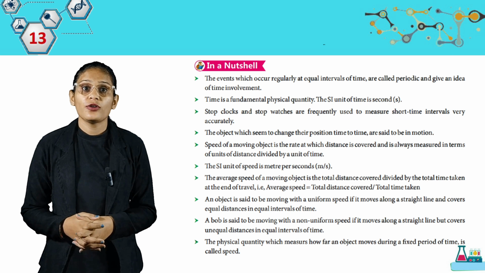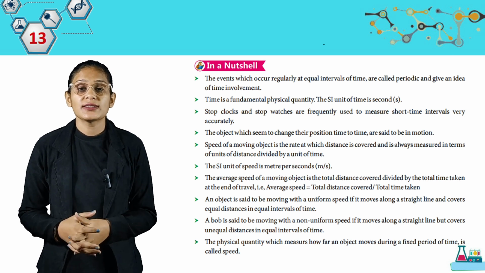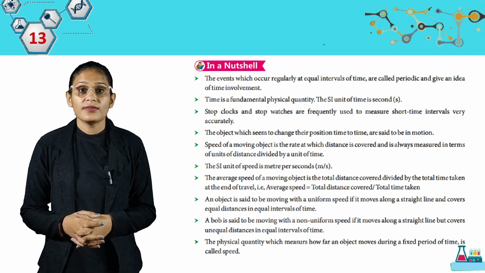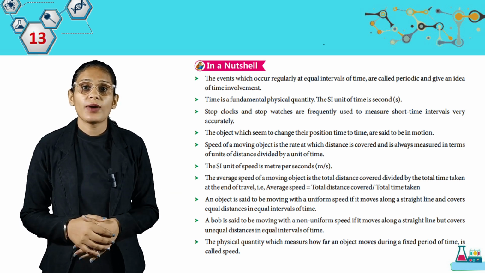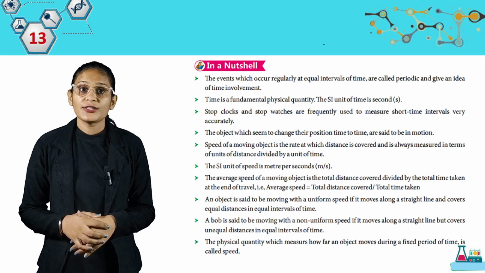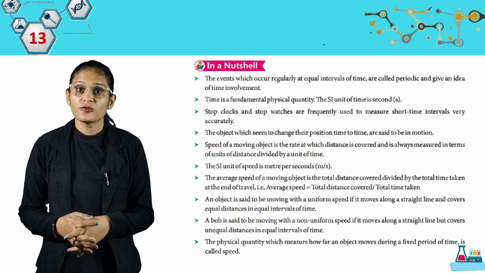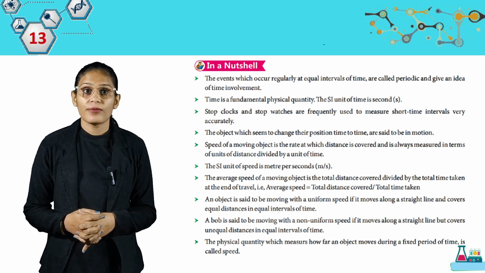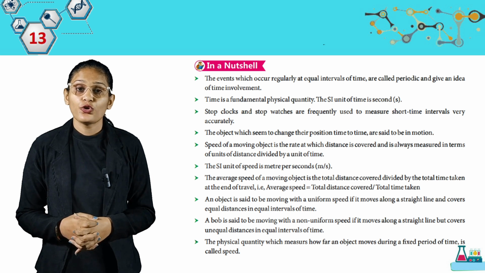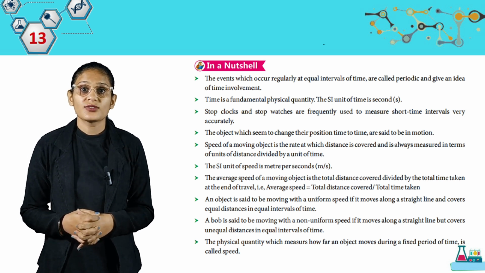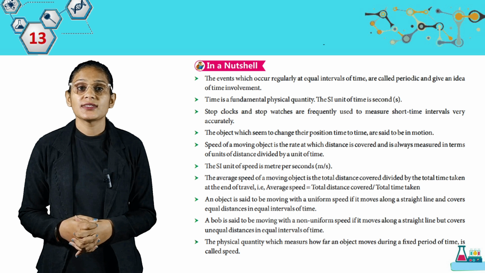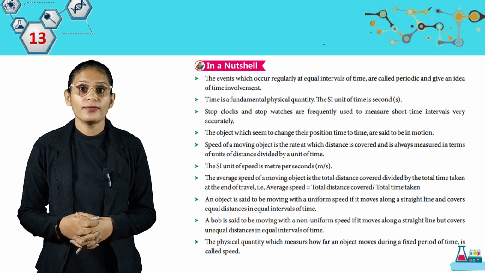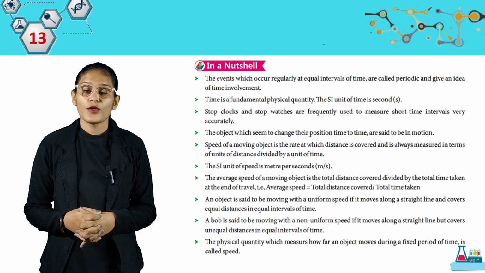The average speed of a moving object is the total distance covered divided by the total time taken at the end of the travel. That means average speed is equal to total distance covered by the total time taken. An object is said to be moving with a uniform speed if it moves along a straight line and covers equal distances in equal intervals of time. A body is said to be moving with a non-uniform speed if it moves along a straight line but covers unequal distances in equal intervals of time. The physical quantity which measures how far an object moves during a fixed period of time is called speed.